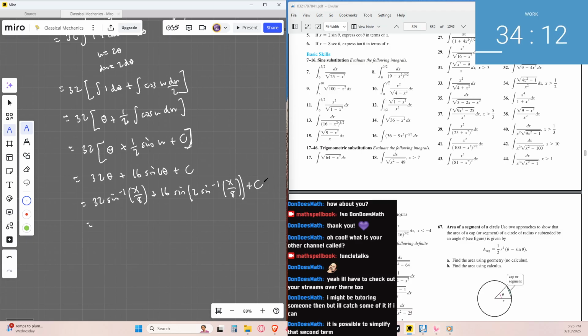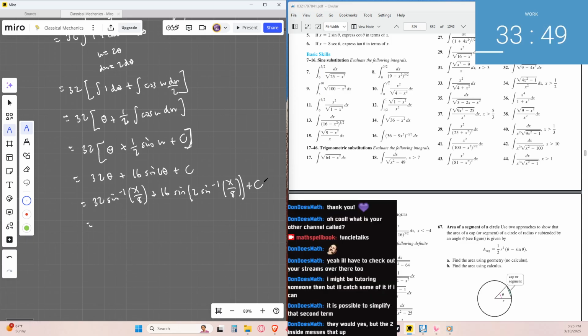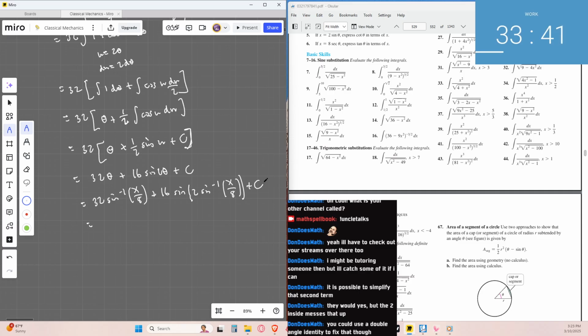Yeah, because the sine with the inverse of sine, right? When those two cancel each other out in some way, and then you're left with 2 times x over 8, or am I thinking that wrong? Because I get a feeling that the signs cancel each other out in the second term. They would, yes, but the 2 inside messes that up. Oh, okay. I mean, we could factor out the 2, I think. Right? Oh, no, because it's contained in the sine.